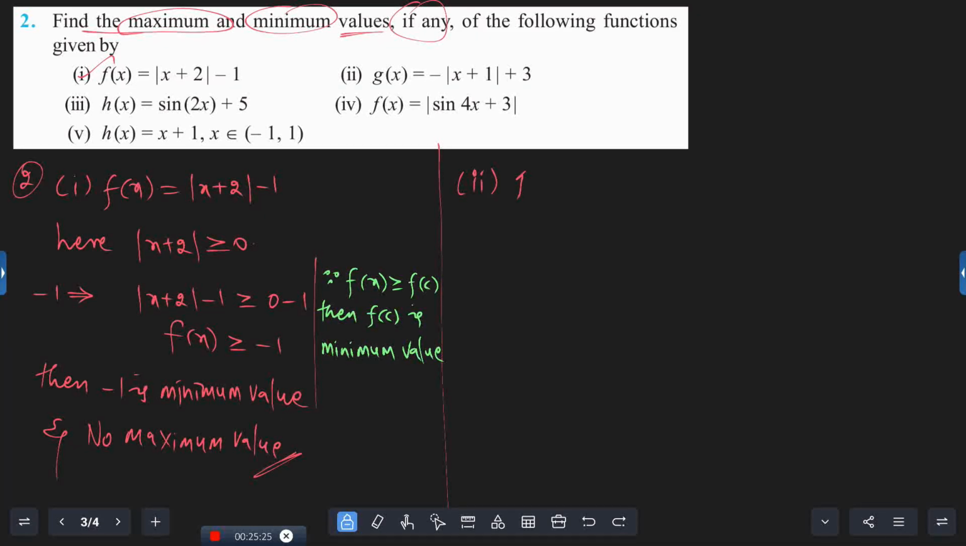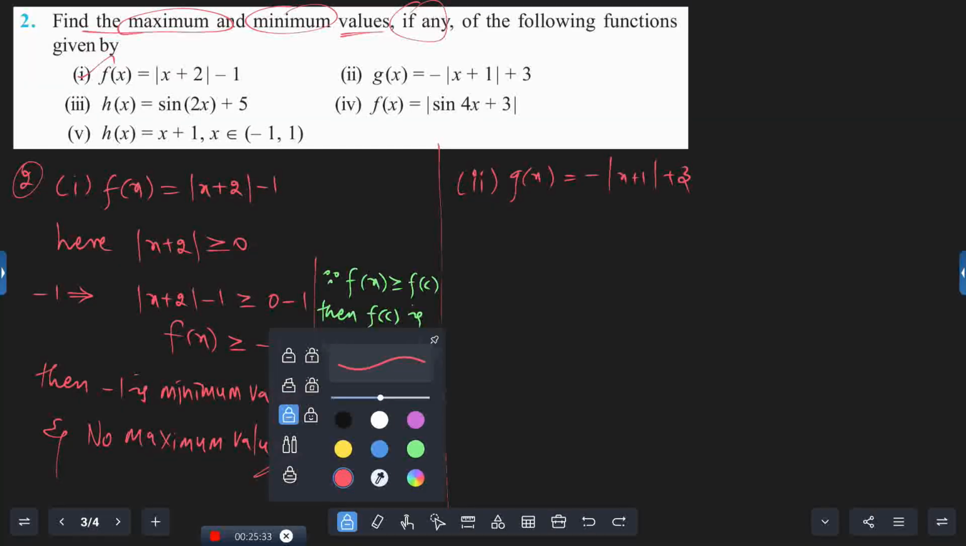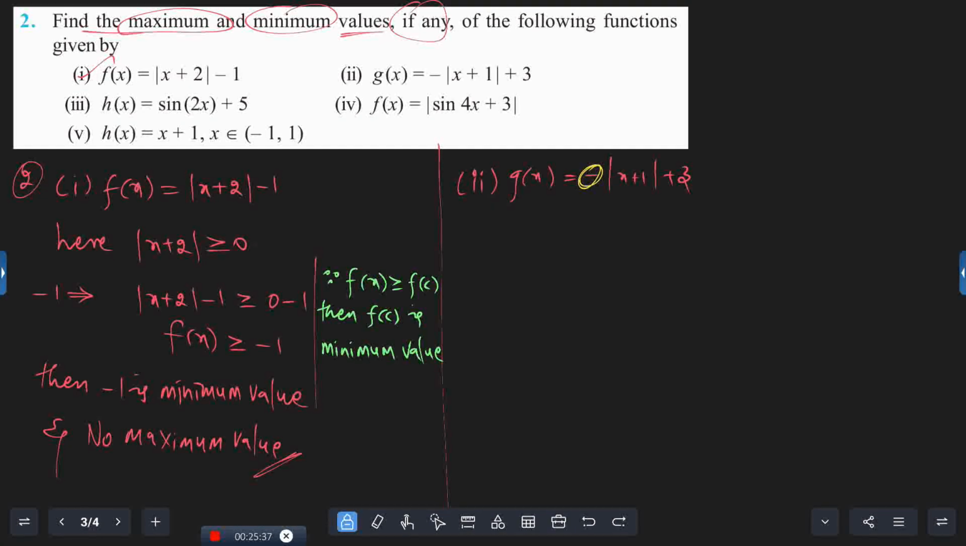Next, second subdivision. g of x is equal to minus of modulus of x plus 1 plus 3. Raja, you can notice that outside there is a negative. Modulus alone will be positive, but minus of anything will surely be negative only.